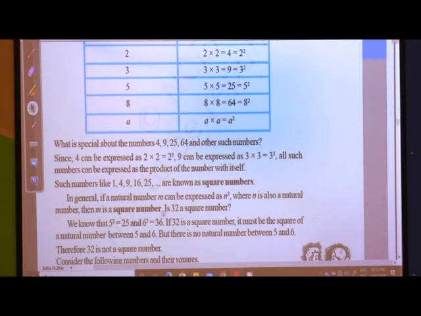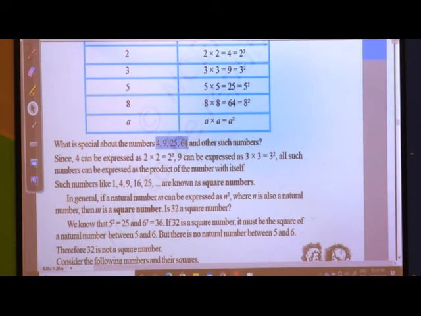What they are explaining further: what is special about the numbers 4, 9, 25, 64 and other such numbers? 4 can be expressed as 2 into 2 is equal to 2 square. 9 can be expressed as 3 into 3 is equal to 3 square. All such numbers can be expressed as the product of the number itself.